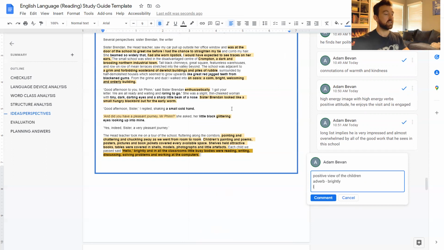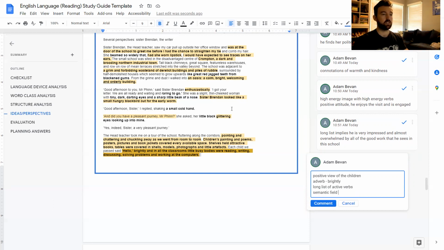And then we've got another long list, this time not of things that they have already made in the past, but of things they are doing right now. So a long list of active verbs. So reading, writing, discussing, solving, working. Yeah. So all of these verbs together, again, really create a semantic field of activity and work.